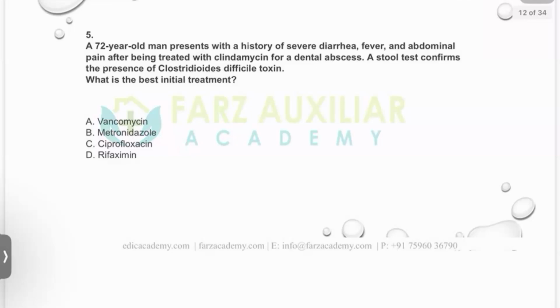A 72-year-old man presents with a history of severe diarrhea, fever, abdominal pain, treated with clindamycin for dental abscess. A stool test confirms presence of Clostridium difficile toxin. What is the best initial treatment? Vanco, oral. Okay. Vancomycin, orally. Or start with Flagyl. Oral vancomycin or you will give metronidazole.